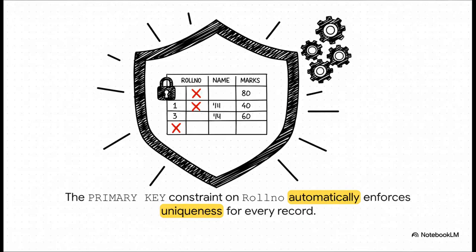And here is how we actually put that guardian to work. It's not just a concept, it's code. When we're building our student table with SQL, we literally just tell the database, hey, this roll no column, that's the primary key. And that's it. From that moment on, the database itself will automatically reject any attempt to insert a duplicate roll number or leave it empty. The rule is set. The guardrail is officially up.